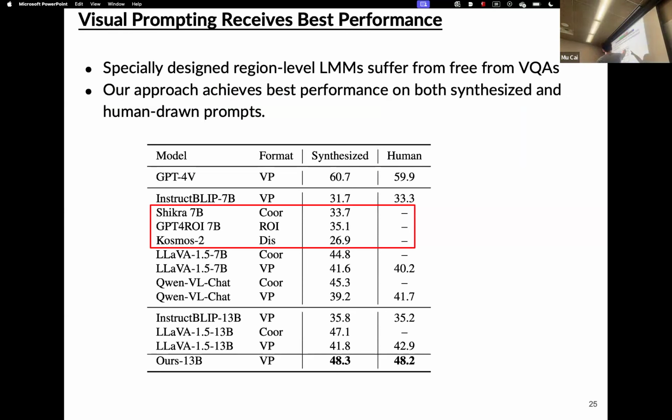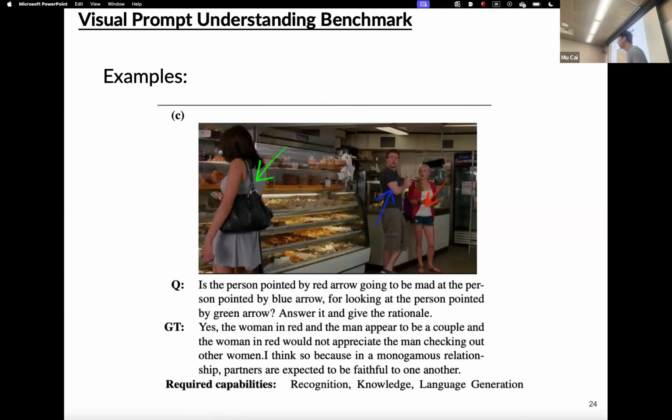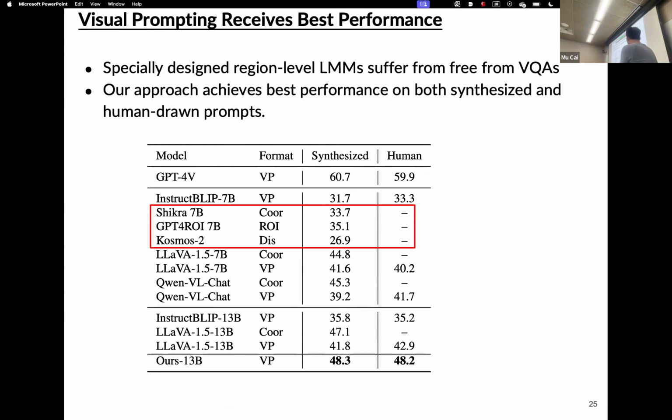So synthesize and human means that for synthesize we use the bounding boxes to annotate, but for human we actually ask the human annotators to draw those arrows. So I think different models perform differently upon such two kinds of tasks. For example, here LLaVA performs better in synthesize, but for human it performs better in human. But roughly, I think the trend is similar.